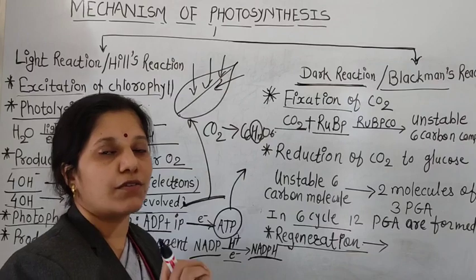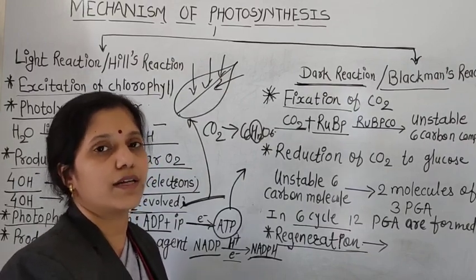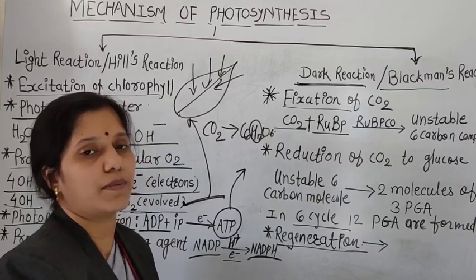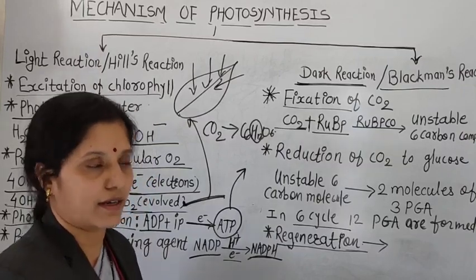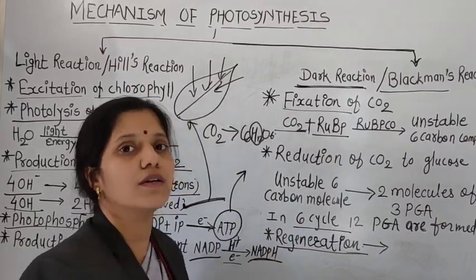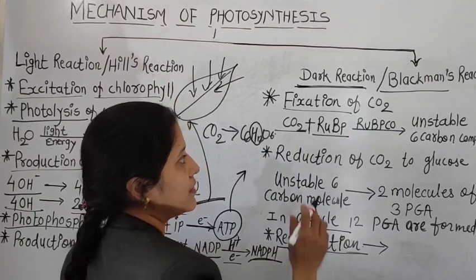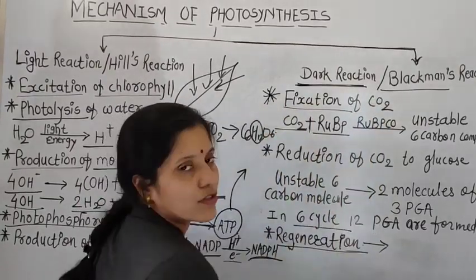There is a fraction of second gap in between them, that is 1/1000th of 1 second. That much gap is there in between the two reactions. So they occur simultaneously. So first step of dark reaction is fixation of CO2.